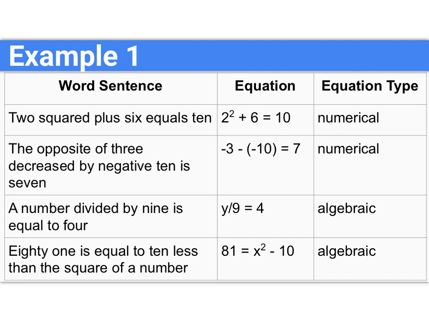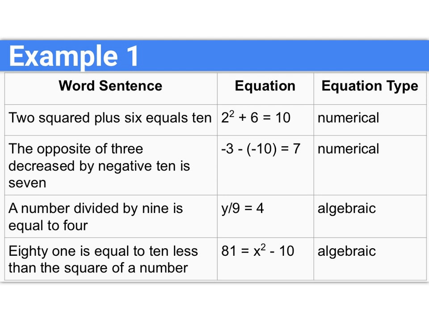Okay, so 2 squared plus 6 equals 10. 2 squared, 2 to the second power, plus 6 equals 10 is numerical because there are no letters nor variables in this equation. The opposite of 3, decreased by negative 10, is equal to 7. All right, that's numerical because there are no unknowns.